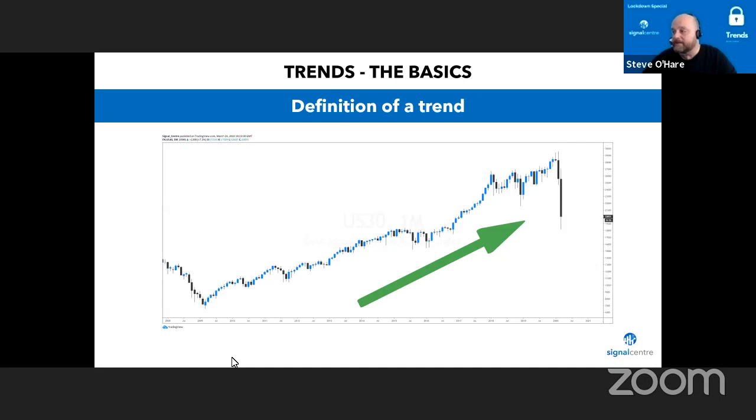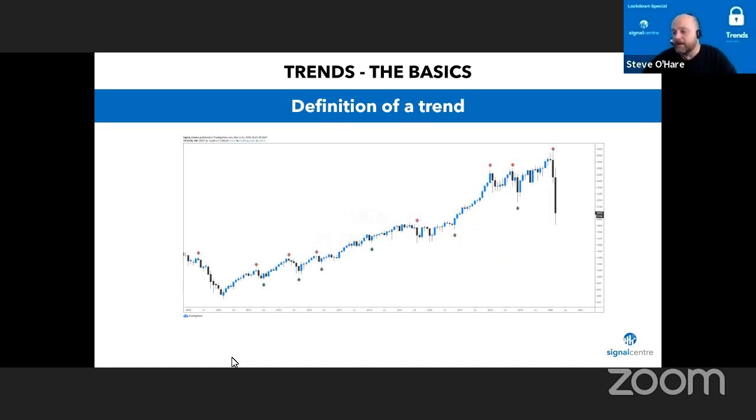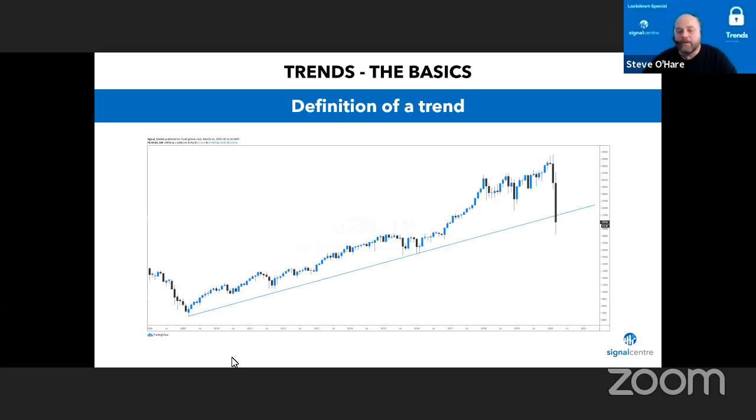So this takes us into, let me just highlight the peaks and the troughs that we've had. The peaks are getting higher, the red arrows, and the green arrows are going up. So that clearly defines an upward trending market. Here we've drawn a trend line in. Now, trend lines, as I say, we can have a whole PowerPoint presentation on trend lines and how to draw a trend line properly.